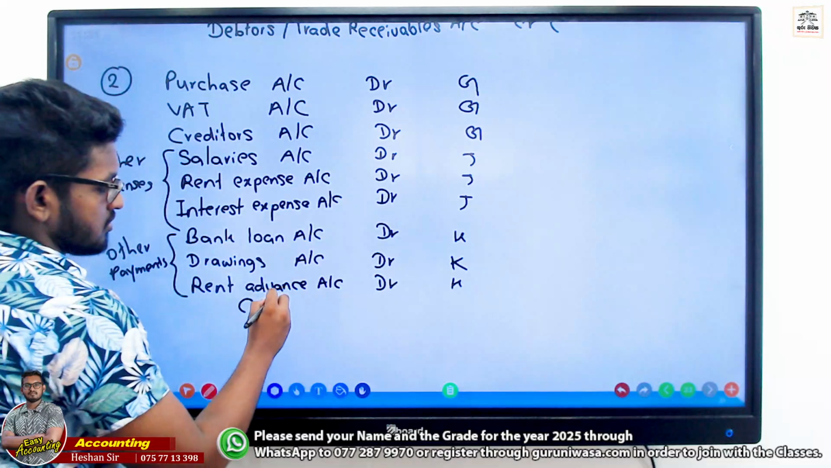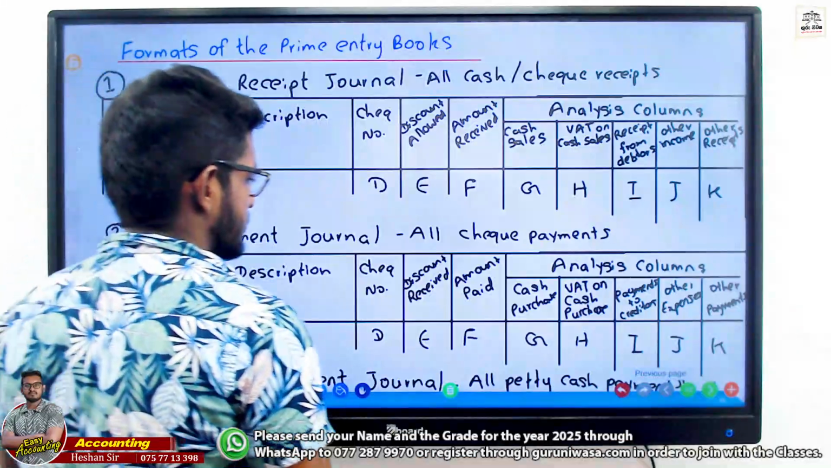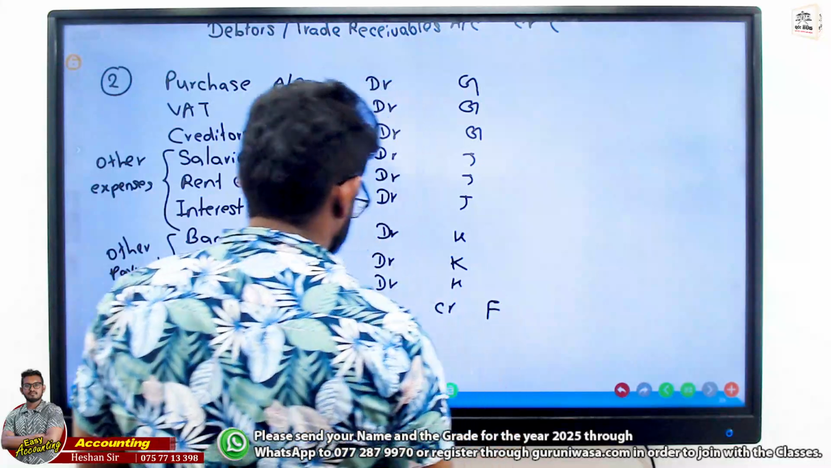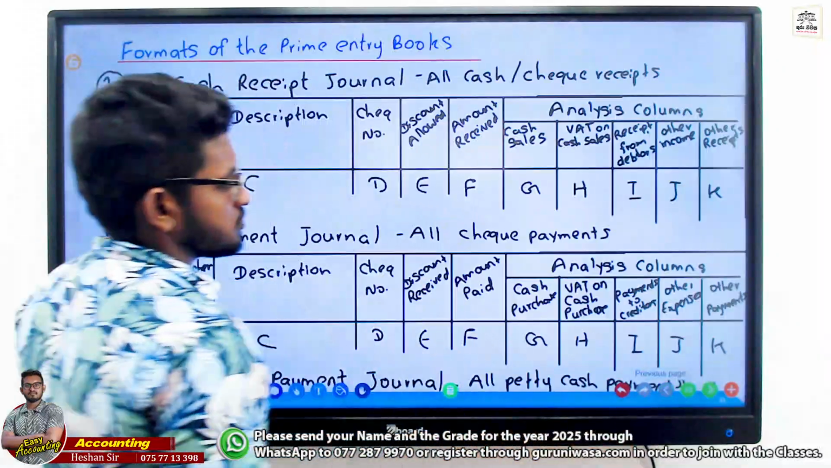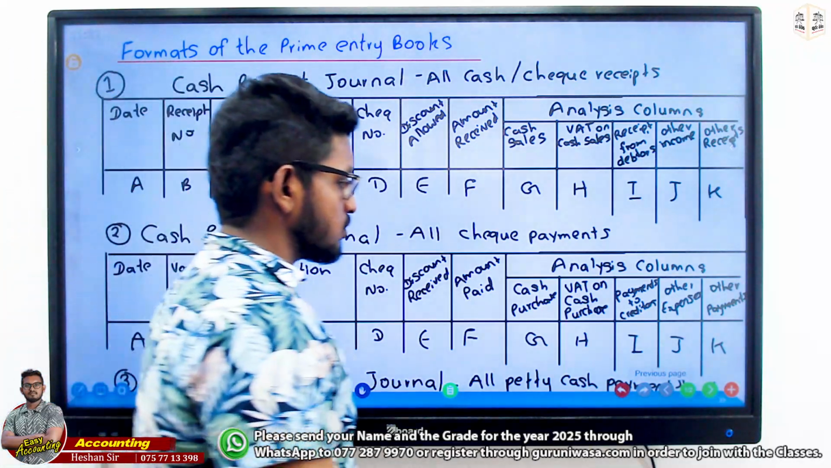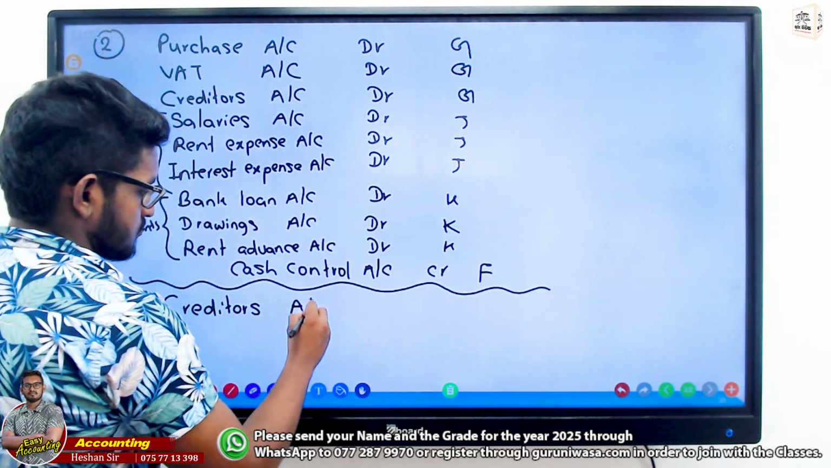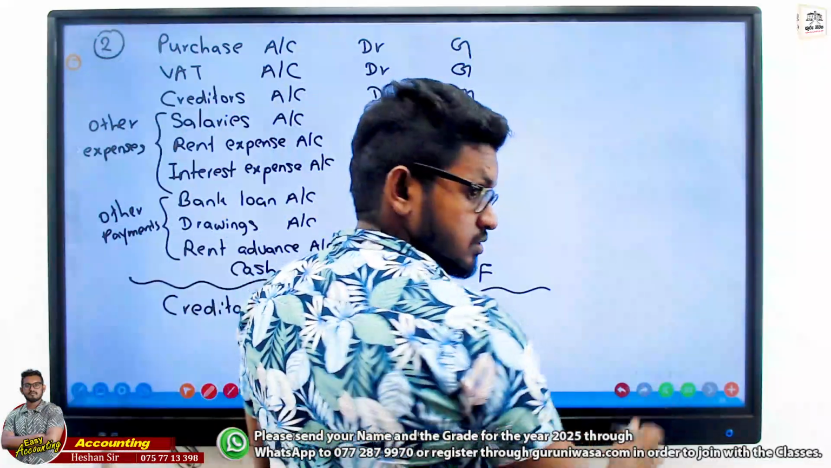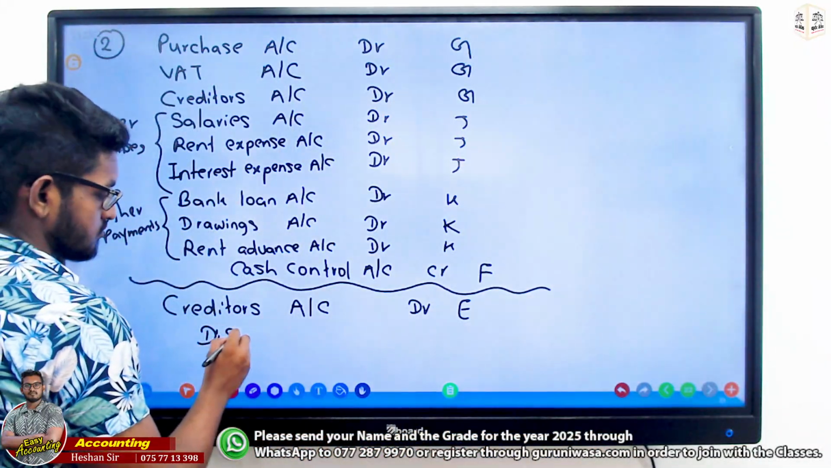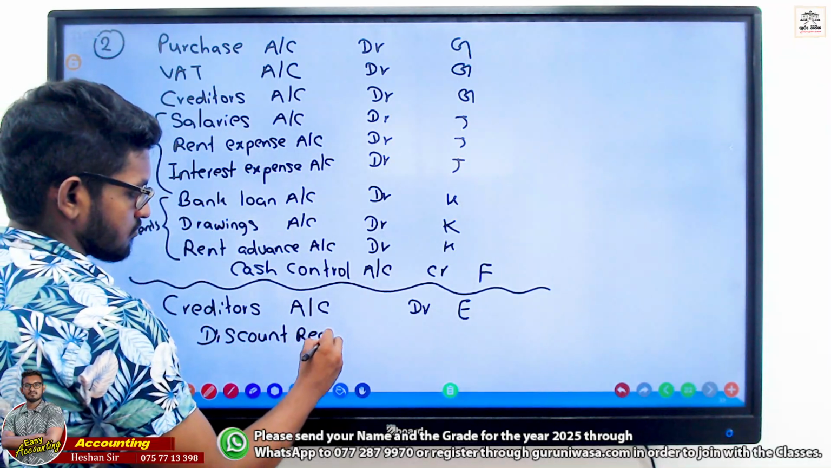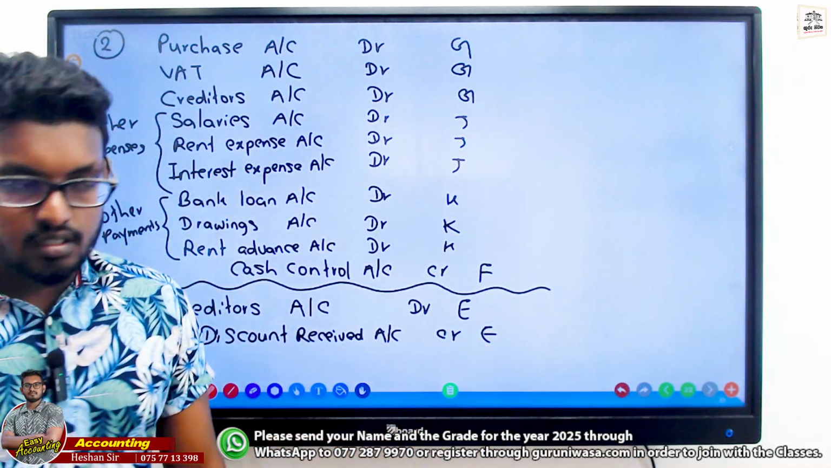And cash control account credit. And not only that, we need to record the discounts as well. I told you, creditors account debit from the discount value. The discount value is E. Discount received account credit. Finish it and raise your hands.